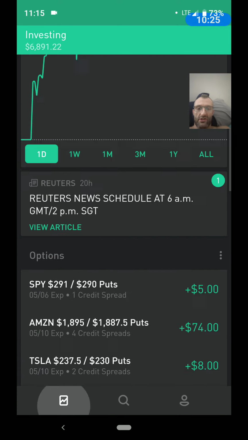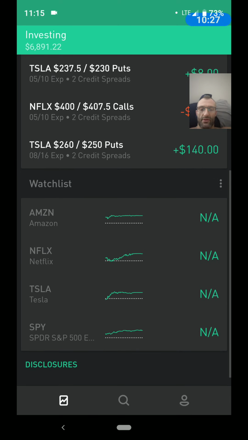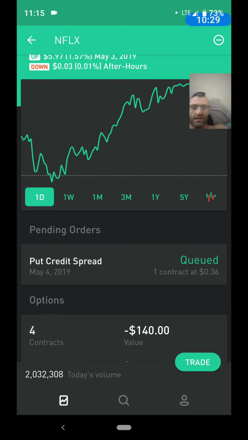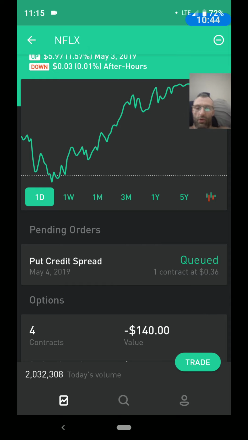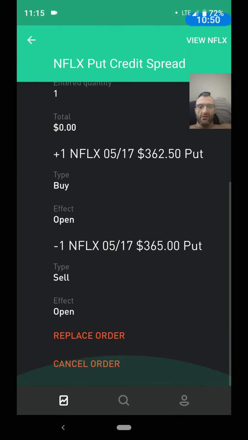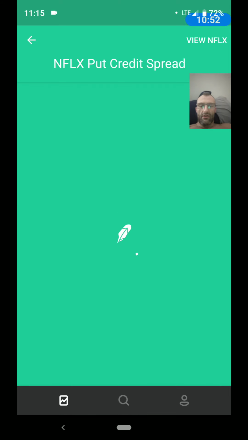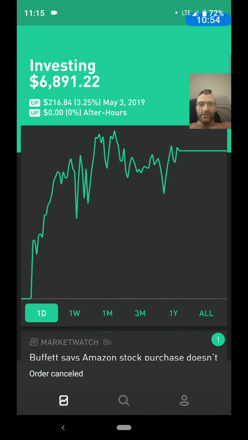But obviously we don't really want that position open. So if you come down here to Netflix, it'll tell you, if you get into the actual stock, that this is a credit put spread and it's queued. This is the amount that we're going to receive. When you have one open that's sitting, because sometimes your orders don't always get fulfilled right away, what you would do if you wanted to cancel that is come in here and close that one out. And that way that one is canceled.